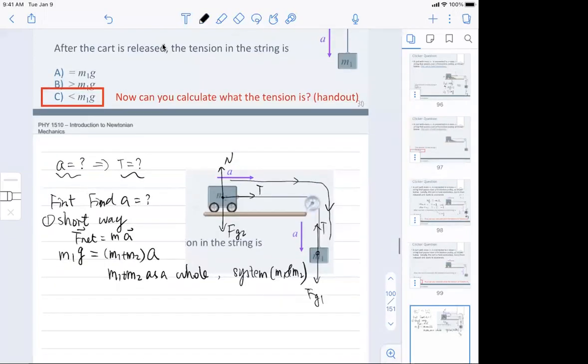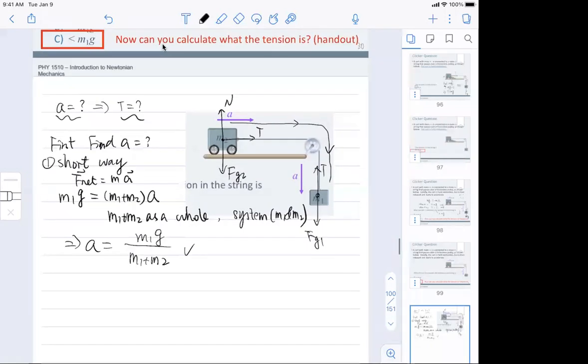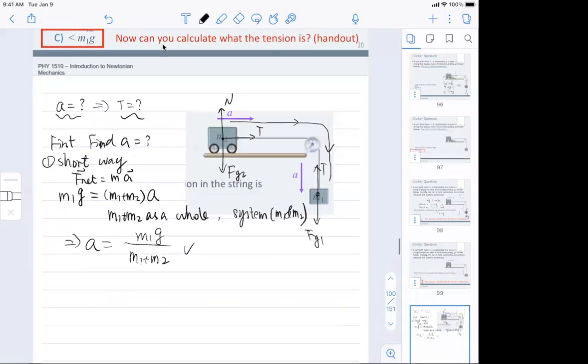If I do this, I find my acceleration right away. M1G is responsible for accelerating both masses. The weight of mass 2 is not going to help; it is balanced out by the normal force. It's not the force responsible for them accelerating. It's only the weight of mass 1. So we got the acceleration, and then you can find tension. But before I do that, let me show you the long way to find the acceleration.